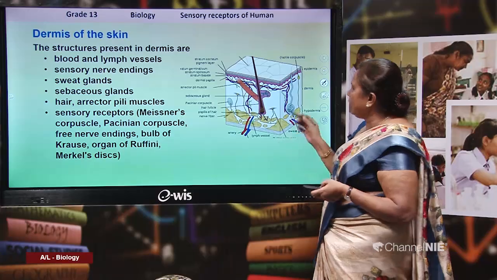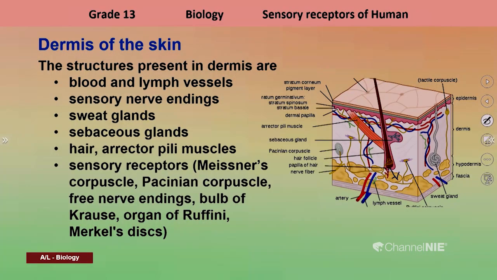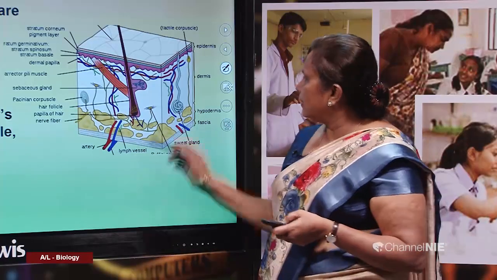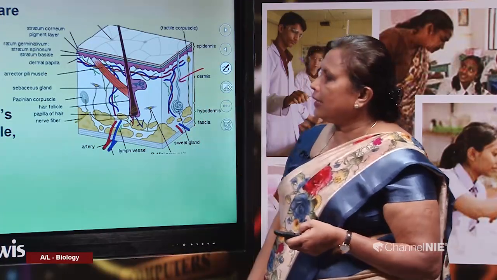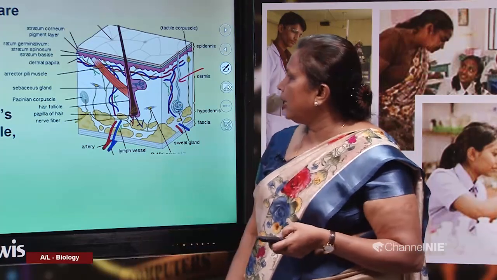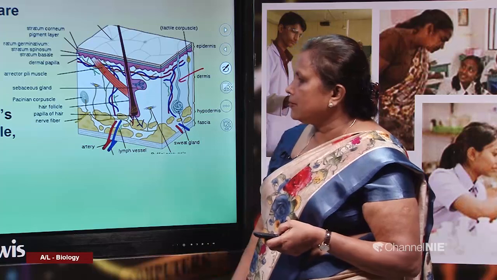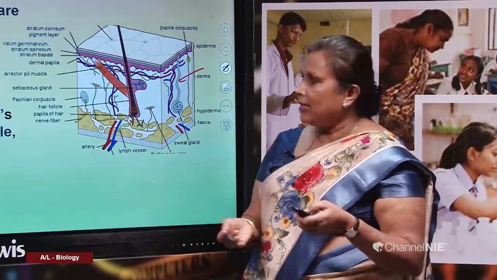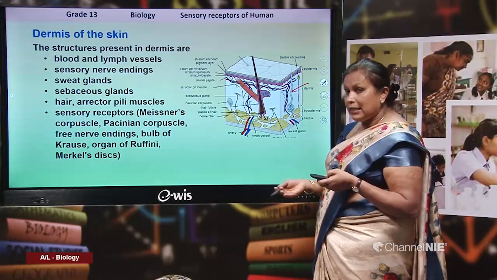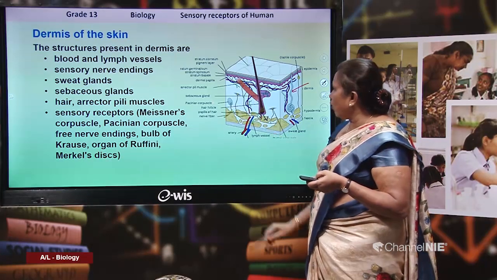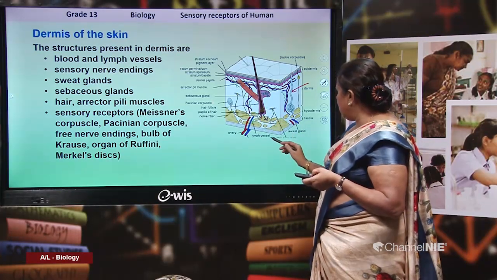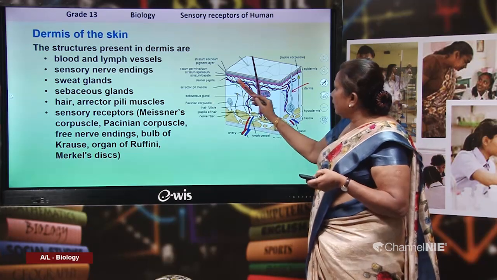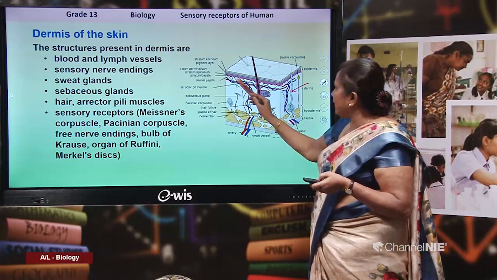Then the dermis of the skin contains, in addition to those connective tissues, blood and lymph vessels, sensory nerve endings, and sweat glands as earlier. This is the sweat gland, okay, the sebaceous gland, and then the arrector pili muscles, sensory receptors. You can see a number of different types. This is the important part related to the sensory reception by the skin. Pacinian corpuscles. Then you can see Ruffini corpuscles. Then here free nerve endings can be seen.